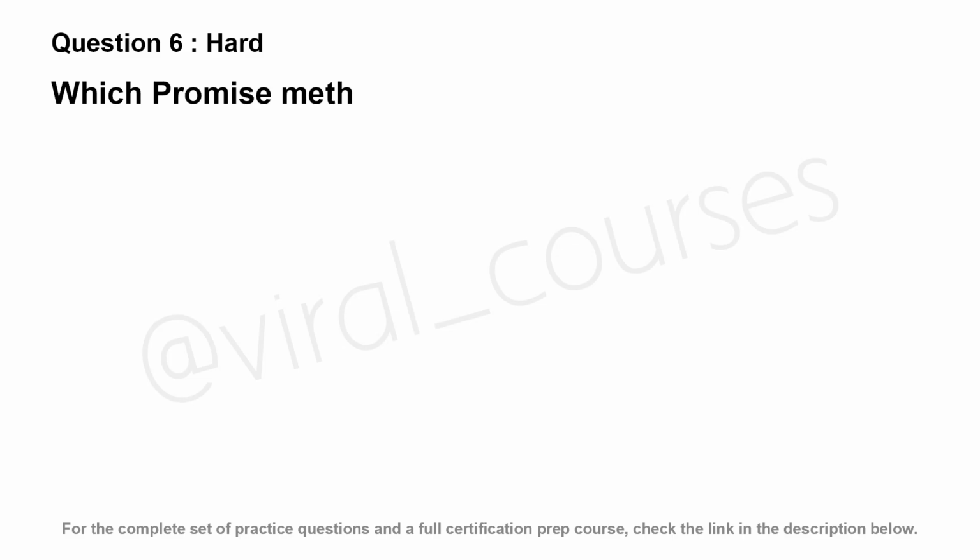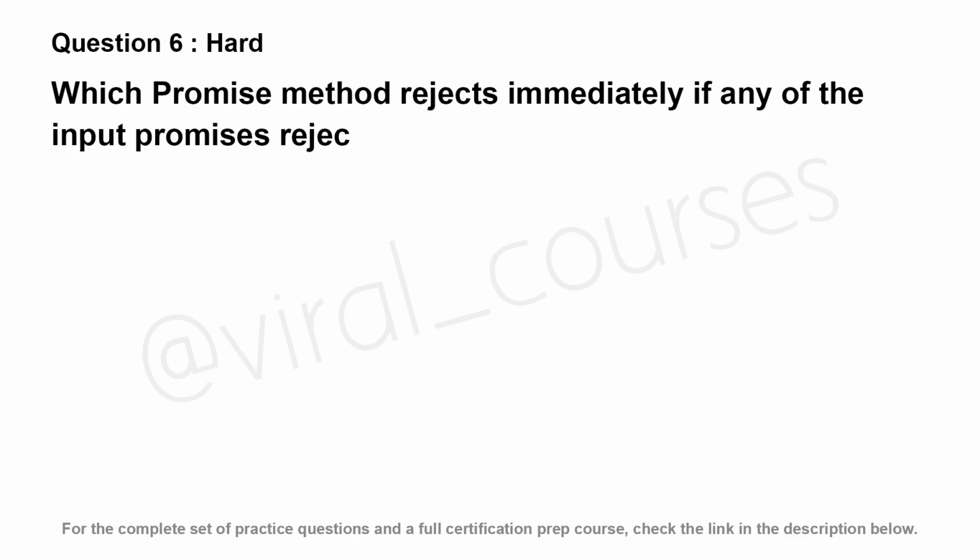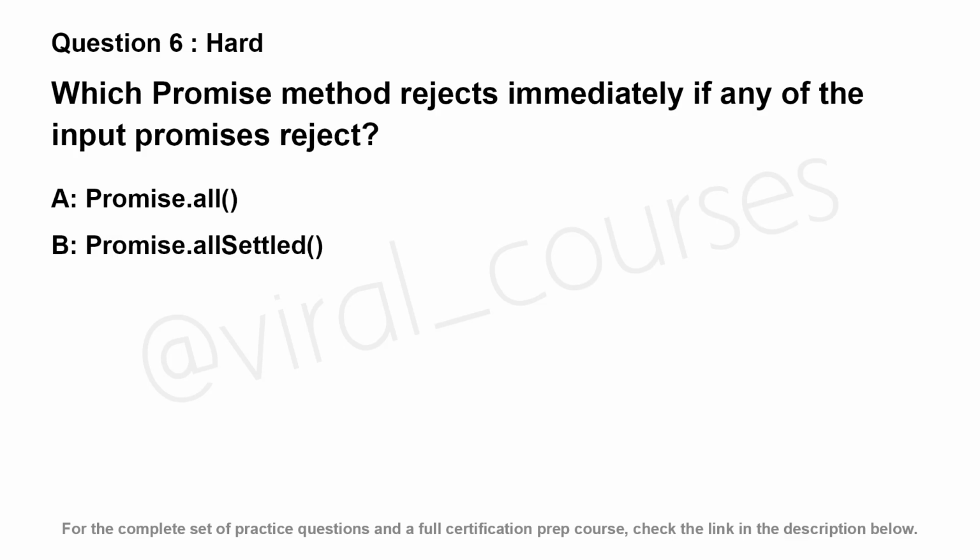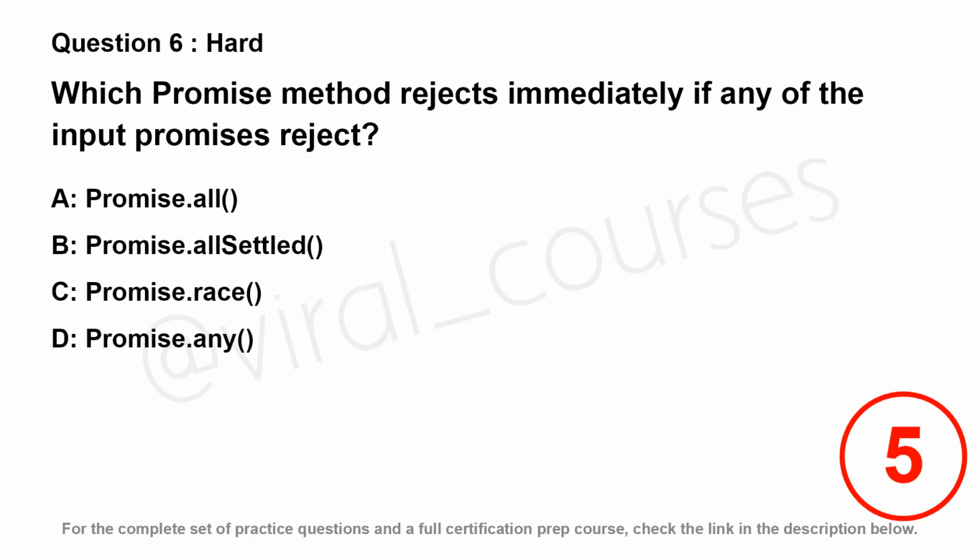Which promise method rejects immediately if any of the input promises reject? Option A, Promise.all. Option B, Promise.allSettled. Option C, Promise.race. Option D, Promise.any.